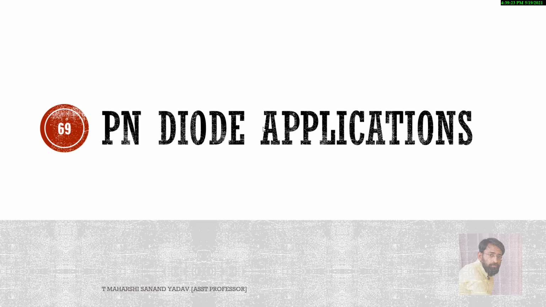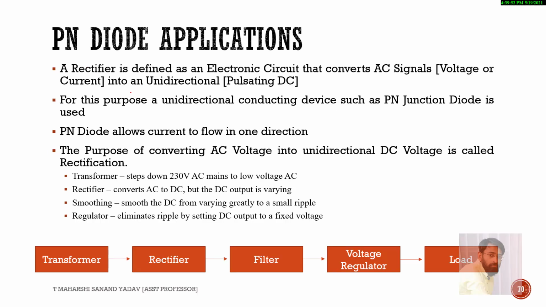In this video, let us see some of the PN diode applications. One of the main applications of the PN diode is the rectifier. A rectifier is defined as an electronic circuit that converts an AC signal, that is voltage or current, into unidirectional pulsating DC. So a rectifier is something which converts AC to pulsating DC.